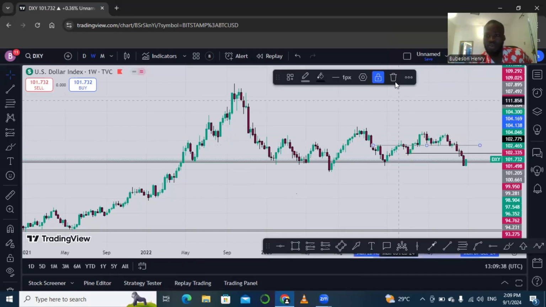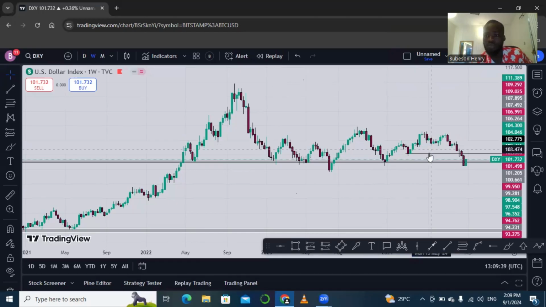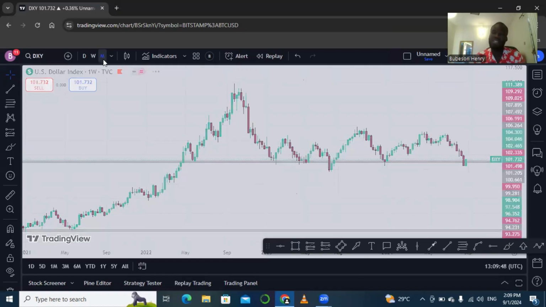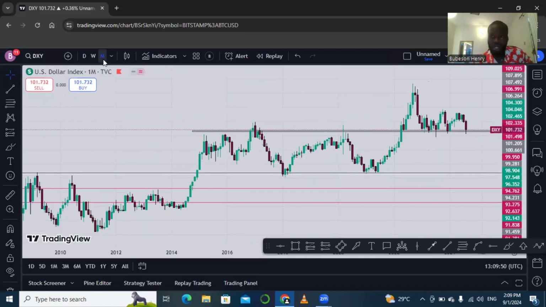I want you guys to learn how I use my strategy, and I'm going to be using the replay button also. So let's start from the monthly time frame on how I draw my support and resistance. Mind you, this is on DXY. I use DXY as an indicator. Now, I want to go in depth. So what do I mean by that?